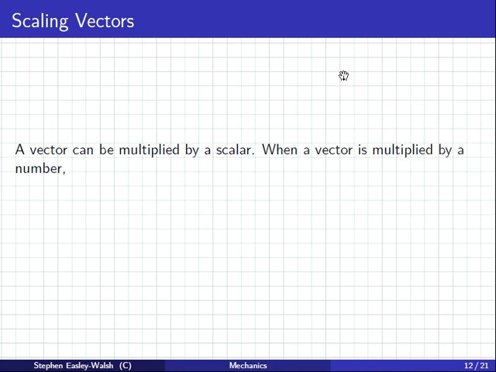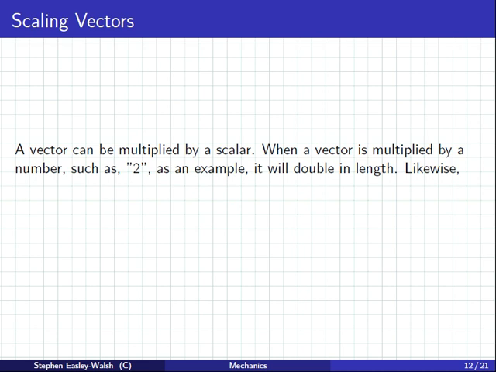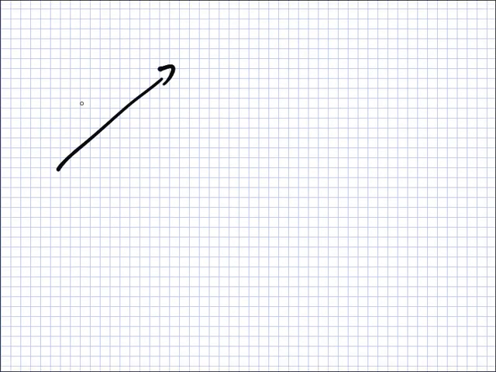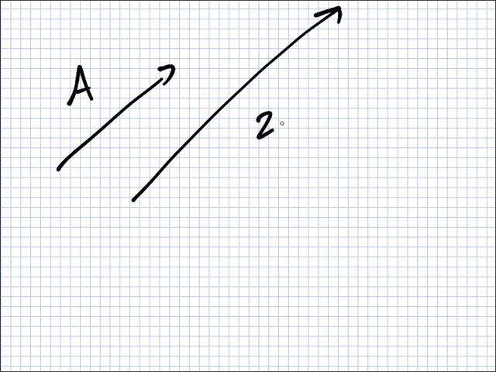So does anybody know what happens when you multiply a vector by a scalar? If you multiply it by 2, what happens to the length of the vector? Doubles, yeah. So if you multiply a vector by 2, it will double in length. What happens if you multiply a vector by a half? Smaller, isn't it? So, like here, if this is vector A, then this is vector 2A. And this is vector a half A.